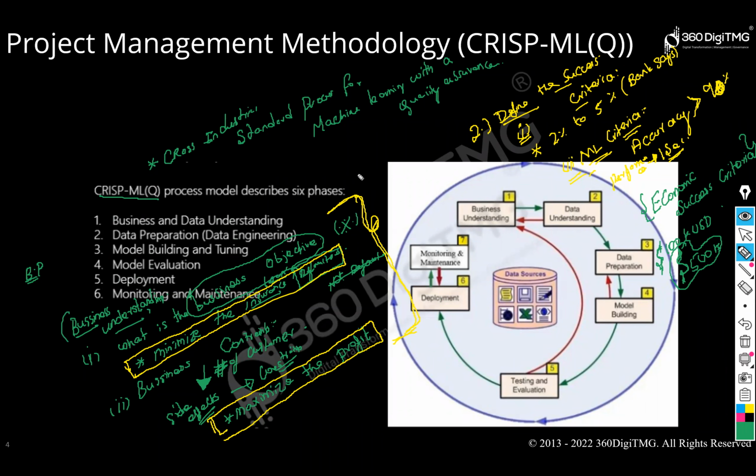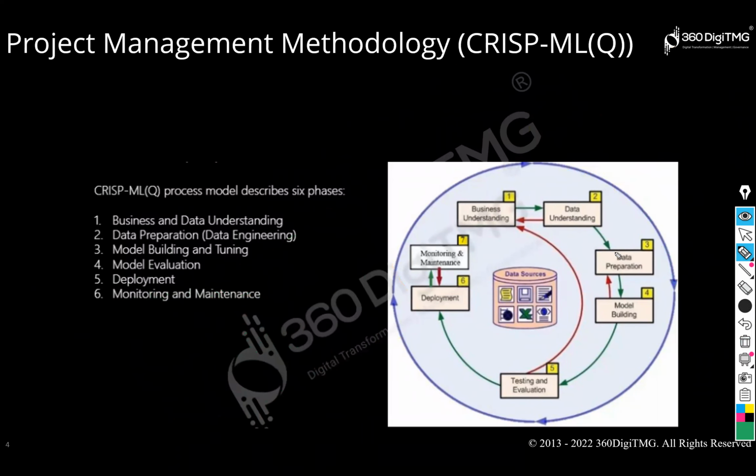So what are the things? First one, business objective and constraint. Then success criteria of the machine learning algorithm, that is, accuracy should be this and performance should be this. And what is the economic success criteria? Some return on investment, we can say. What is my return on investment? Right? This speaks about the business understanding. Let us quickly jump into the data understanding now.